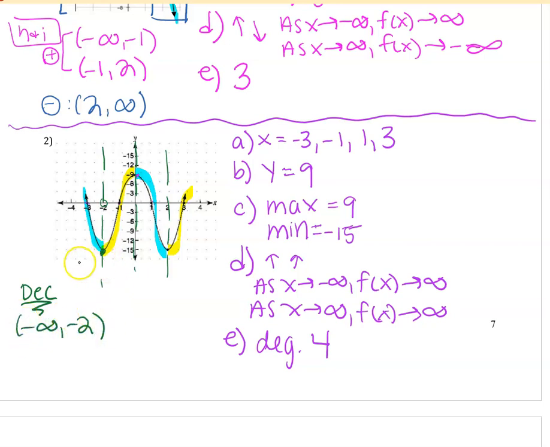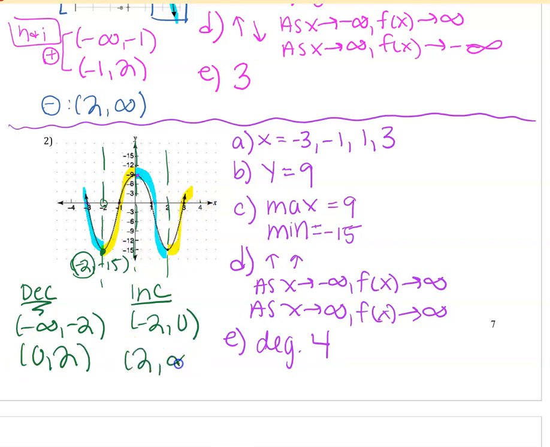Or if you look at what this coordinate actually is, it's negative 2, negative 15, and that's where that negative 2 is coming from. Now, from there, it goes to increase. So just from left to right, it looks like we're going from negative 2 to 0. Back to decreasing, so 0 to 2. Back to increasing again, so 2 to infinity. And that's increasing and decreasing.